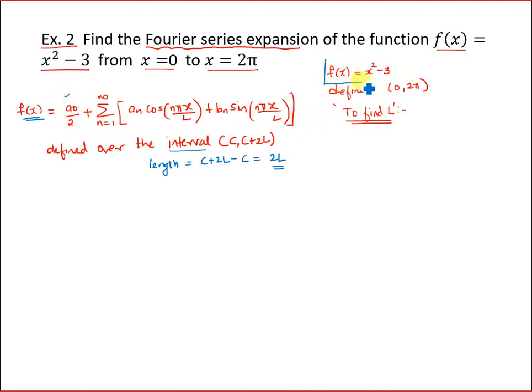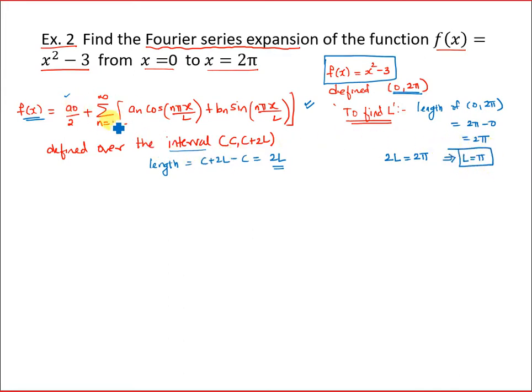Now we have this function f(x), which is defined over the interval 0 to 2 pi. So to find L, we should compare the length of both intervals. The length of the given interval 0 to 2 pi will be 2 pi minus 0, which is 2 pi. Now as we are going to use this formula, we compare the lengths. So 2L is equal to 2 pi, which gives you the value of L as pi, comparing the width. Okay, now we replace the value of L here and here.